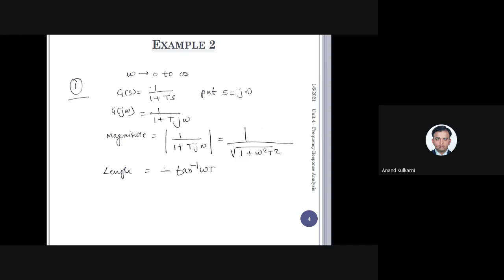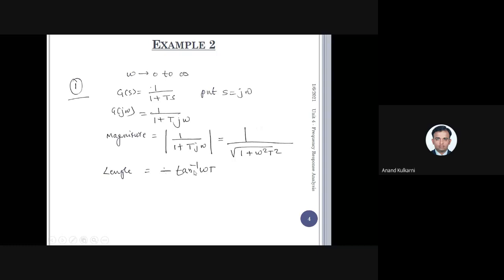So the angle of the numerator is 0 minus the angle of the denominator. The 0 I have not written here, directly I have written minus. 0 minus tan inverse of the imaginary part. What is the imaginary part? T omega, divided by the real part, that is 1. So t omega divided by 1, or omega t.